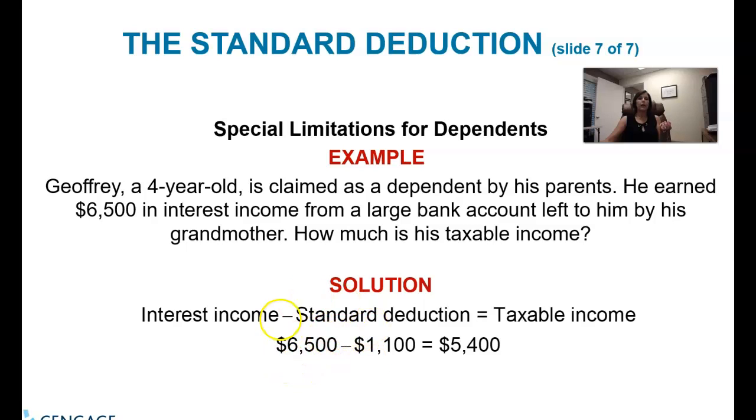So we take his $6,500 in interest income, we subtract the $1,100 standard deduction that he's entitled to, and his taxable income is $5,400. And we would then go to the tax tables with that and figure out how much tax Jeffrey's got to pay on his $5,400.